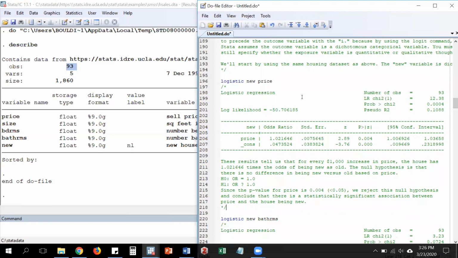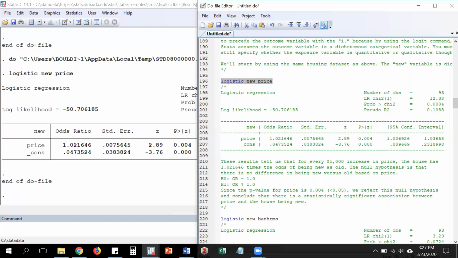So this first model here, in row 196 of my sample code, is asking Stata to run a logistic regression model where we're predicting whether or not the house is new. So that's, again, just a yes/no variable. It's either new or old. And we want to see if the price that the home sold for can help us understand whether or not it was new. So let's run this logistic new price model.